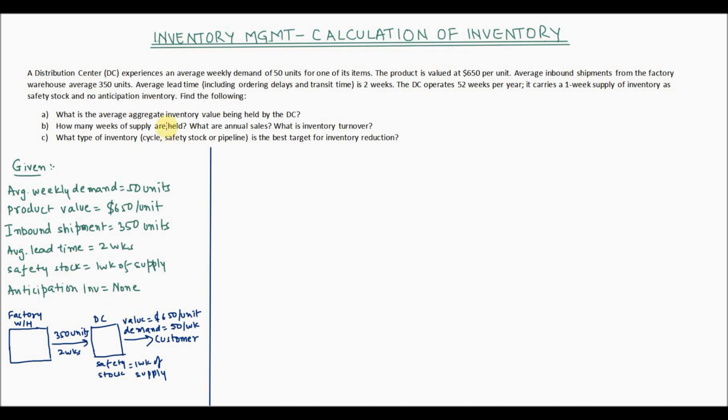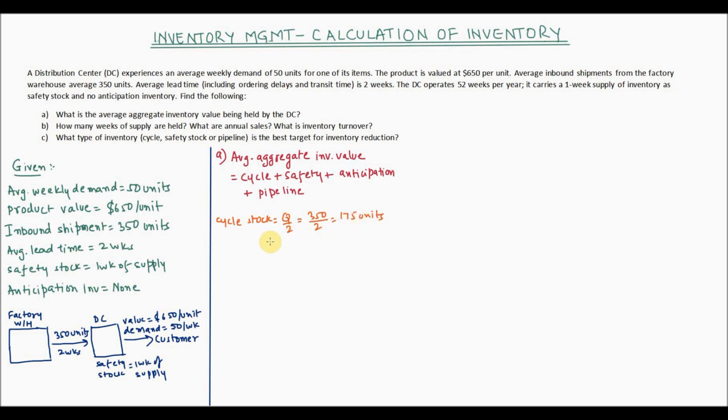So first we have to find out what is the average aggregate inventory value. The average aggregate inventory value is equal to the sum of the cycle stock, the safety stock, the anticipation inventory and the pipeline inventory. So let us first find out the value of each one of these, and then when we sum it up, we'll get the average aggregate inventory value. Now cycle stock is equal to the lot size divided by 2, because this is the average cycle stock. So lot size here is 350 divided by 2, which is equal to 175 units.